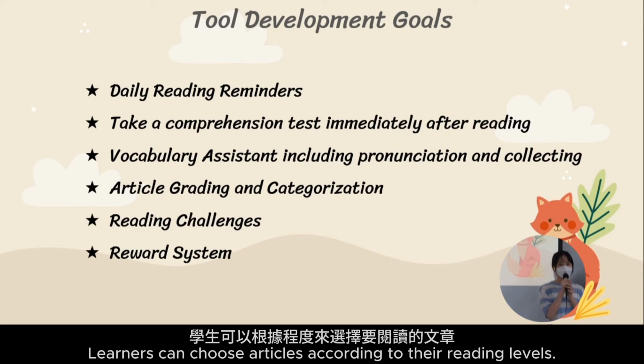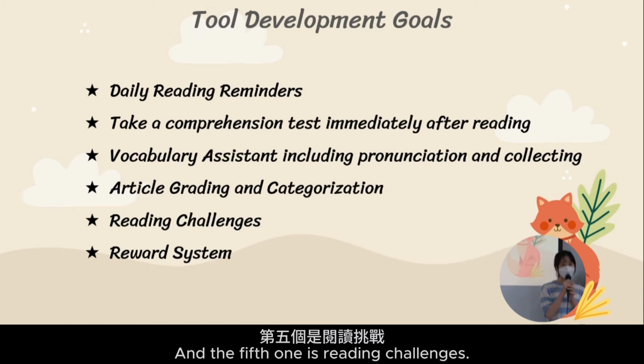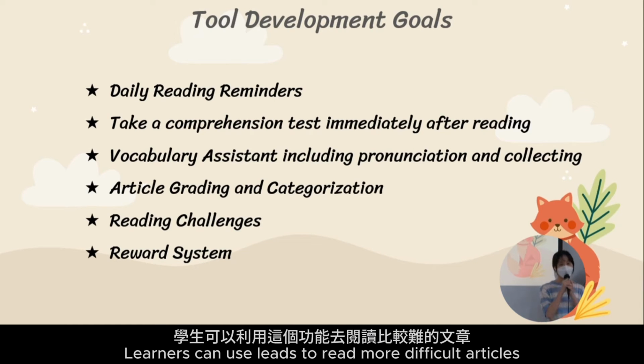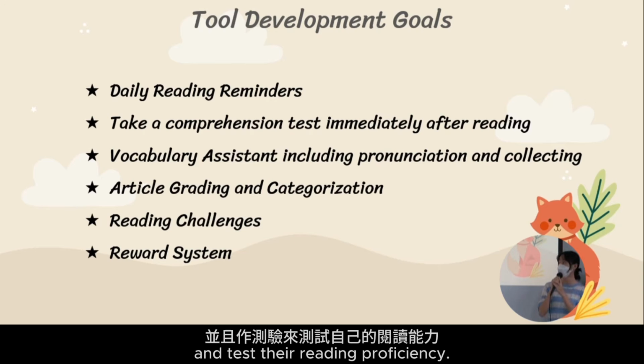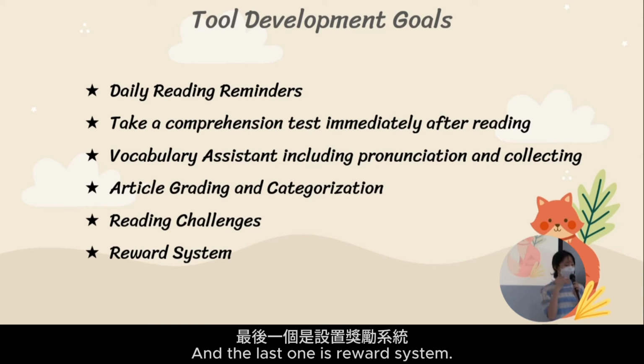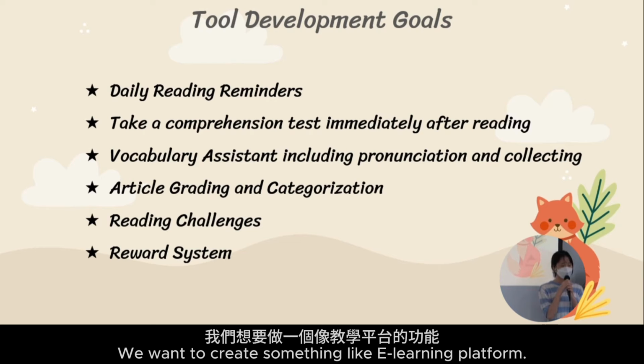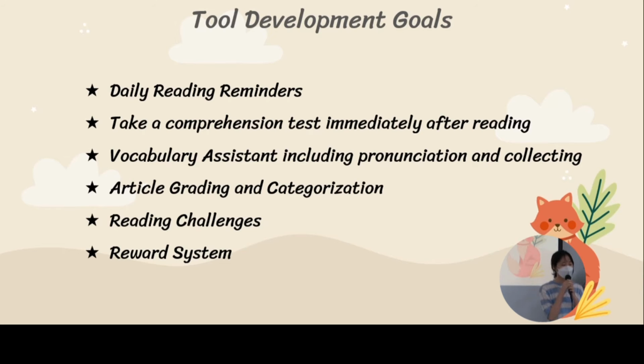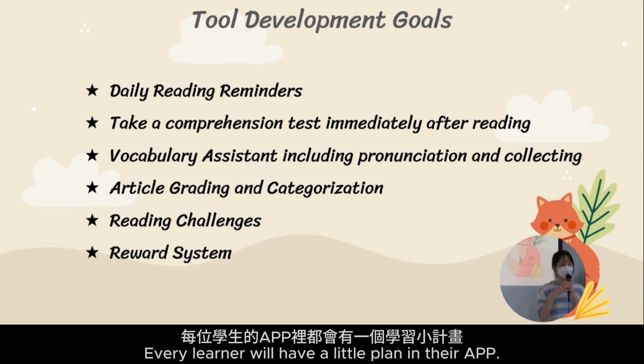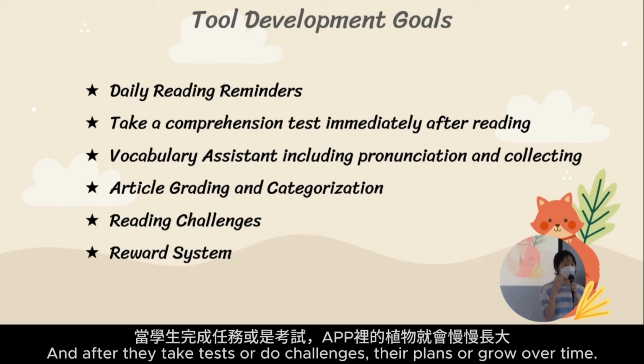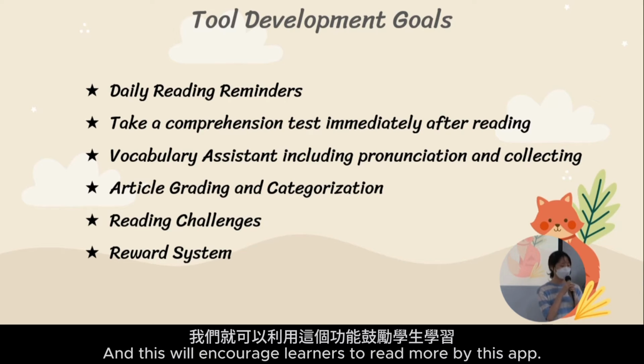And the fourth one is article grading and categorization. Learners can choose articles according to their reading levels. And the fifth one is reading challenges. Learners can use these to read more difficult articles and test their reading proficiency. And the last one is the reward system. We want to create something like an e-learning platform. Every learner will have a little plant in their app. And after they take tests or do challenges, their plants will grow over time. And this will encourage learners to read more with this app.